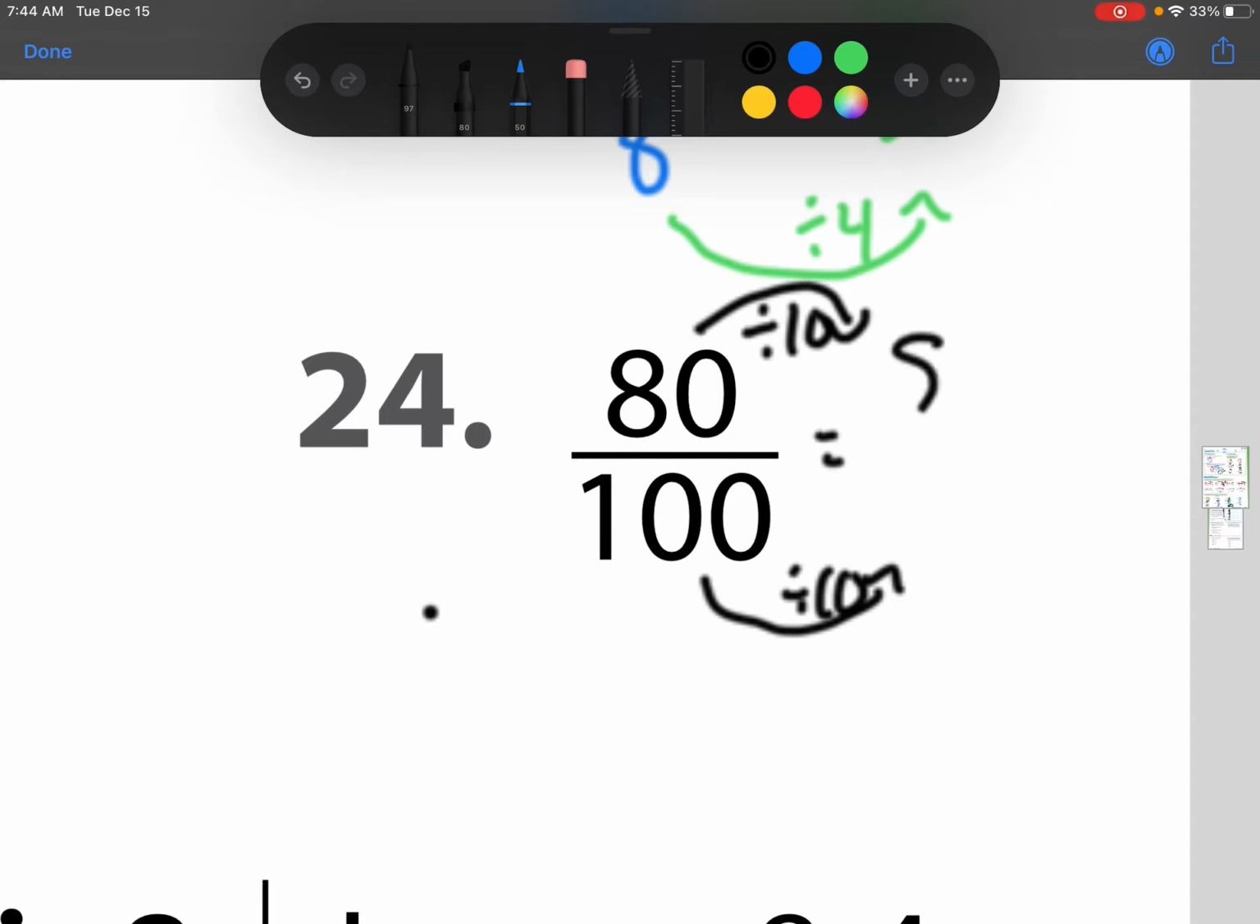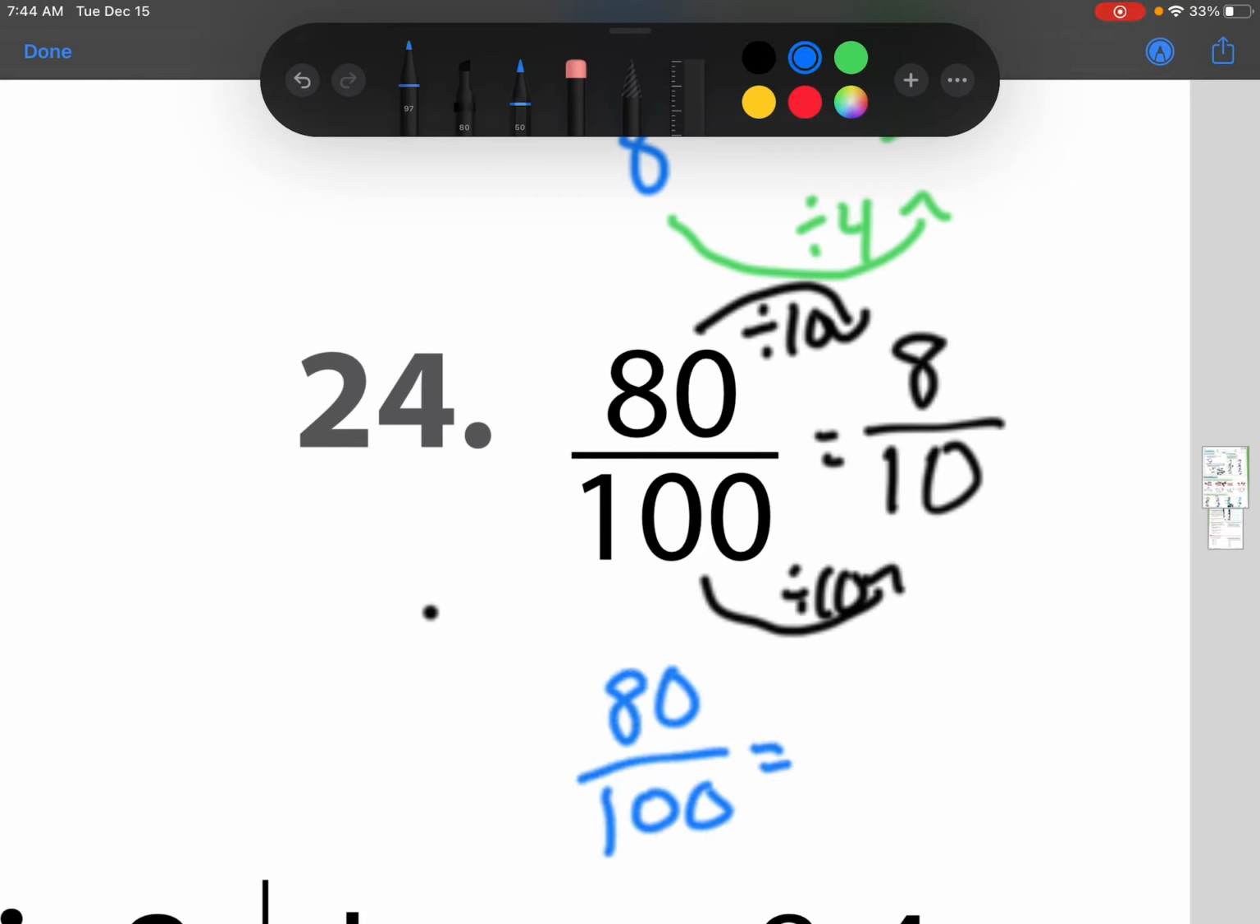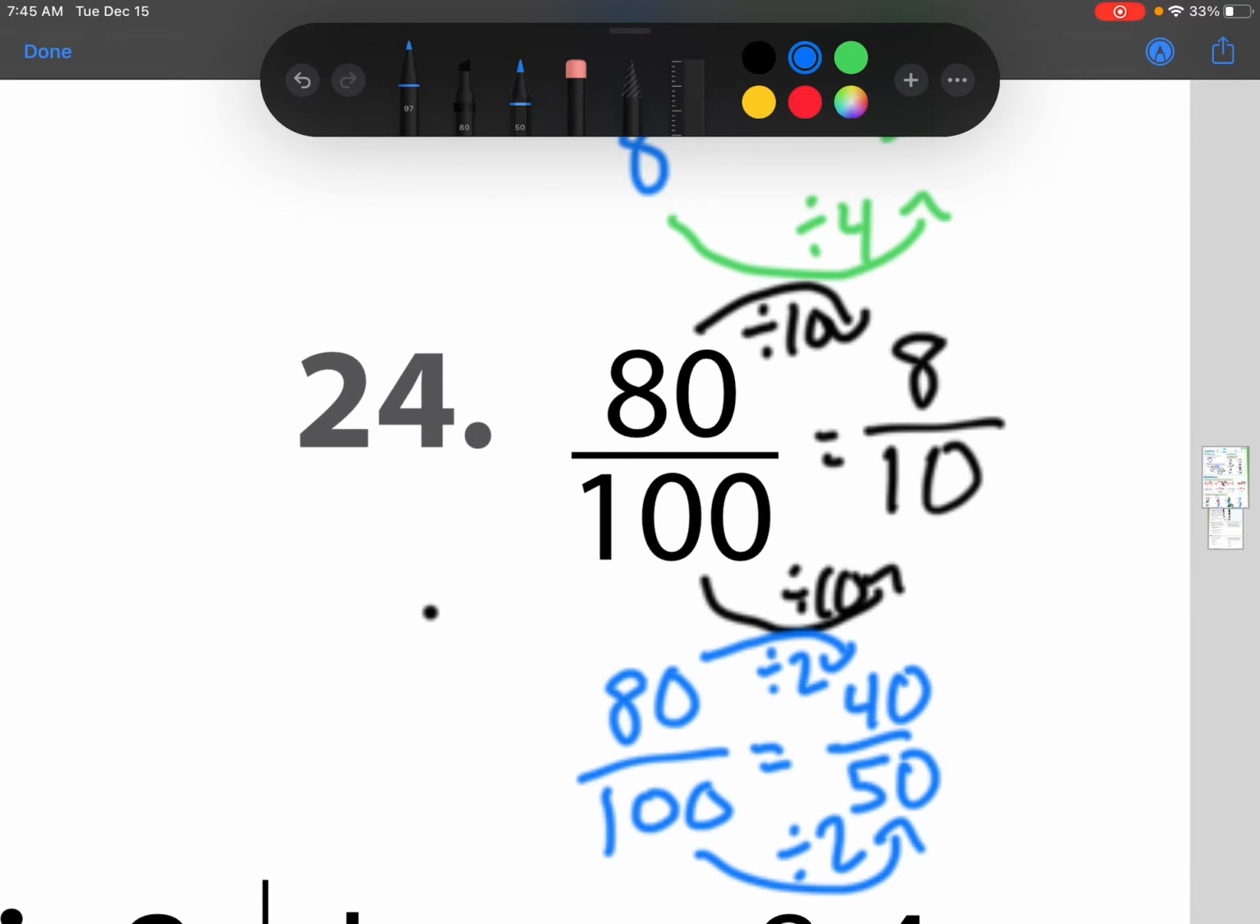80 divided by 10 is 8. 100 divided by 10 is 10. And now, what else can I get for an equivalent fraction? Well, 80 hundredths, I notice, are both even, so I'm going to divide by 2. Whatever I do to the numerator, I have to do to the denominator. 80 divided by 2 is 40. 100 divided by 2 is 50. So there's yet another answer we have.